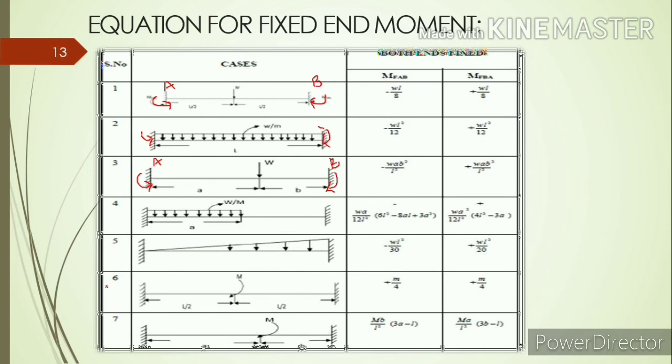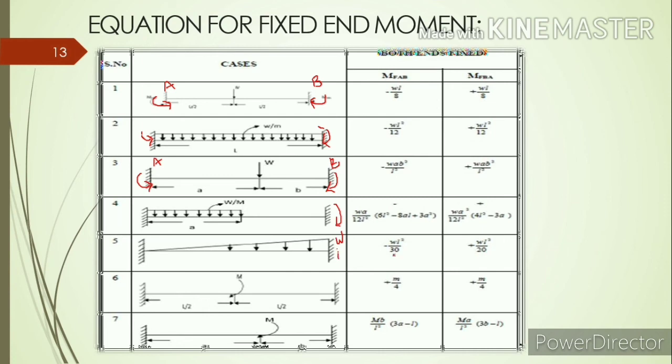Similarly, the fourth case is a uniformly distributed load acting at a distance a. So M of AB is equal to minus wa squared by 12L squared into 6L squared minus 8aL plus 3a squared, and M of BA, which is clockwise, that is positive, is wa squared by 12L squared into 4L squared minus 3a. Next, the fifth case is a uniformly varying load acting with zero load at support A and the maximum load w at support B.